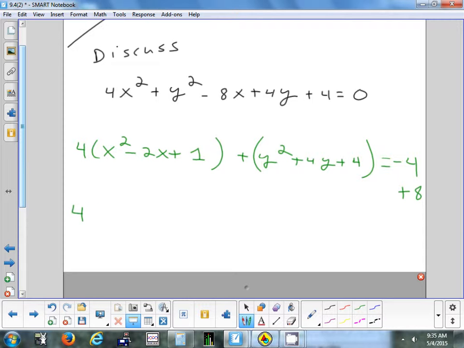Let's write down what this would factor as. What does x squared minus 2x plus 1 factor as?